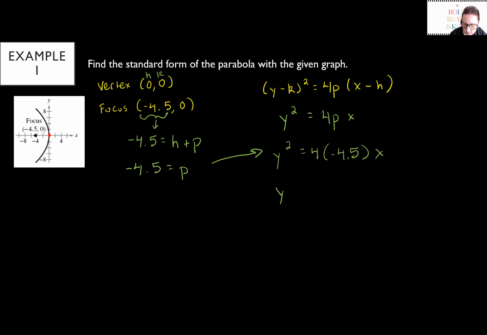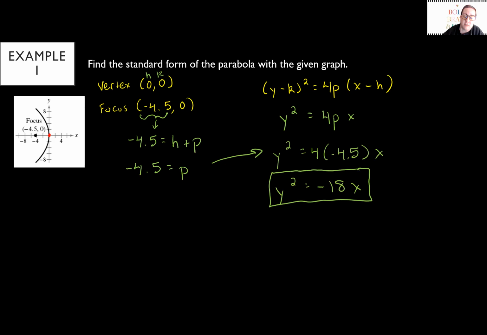And so we get y squared equals negative 18x. So that is the form of our parabola. That is the equation for this parabola. And you can do this in Desmos. You can check your answer in Desmos. I strongly recommend that you do that.